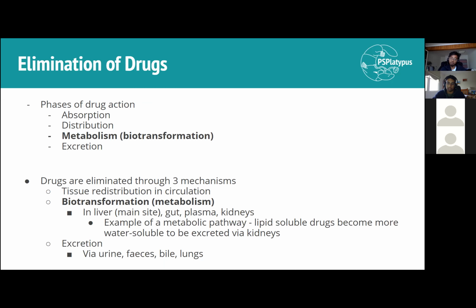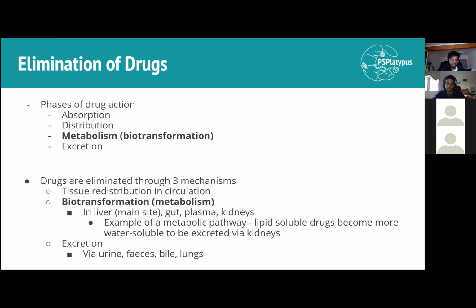So we just talked about absorption and distribution. So let's talk about metabolism or biotransformation. Drugs are eliminated through 3 different mechanisms. We have tissue redistribution, biotransformation. Okay, so tissue redistribution in circulation essentially means that once the drug acts in a certain place, it is just washed away back through the blood and it's just eliminated from the site of action.